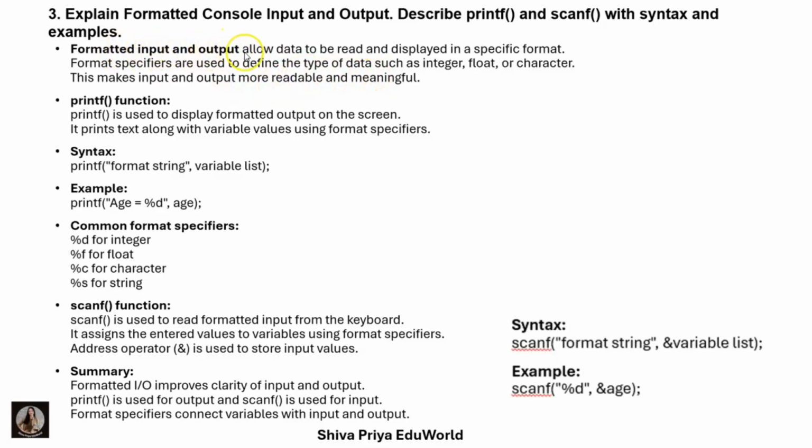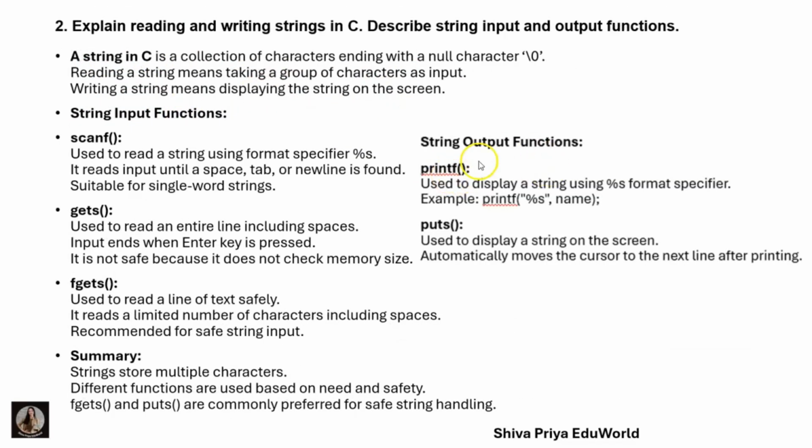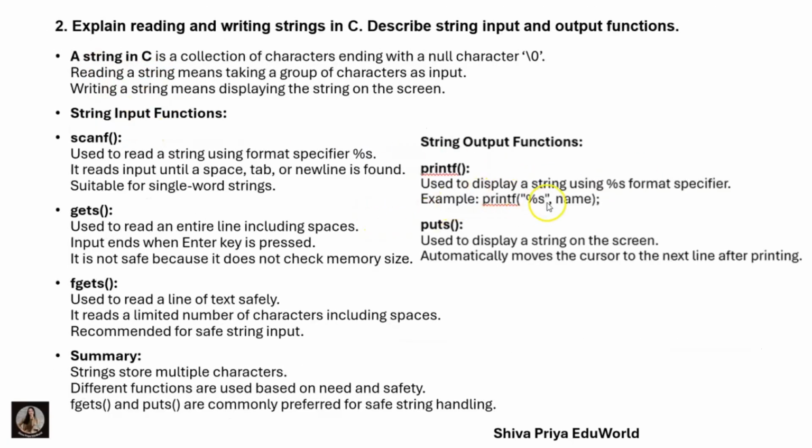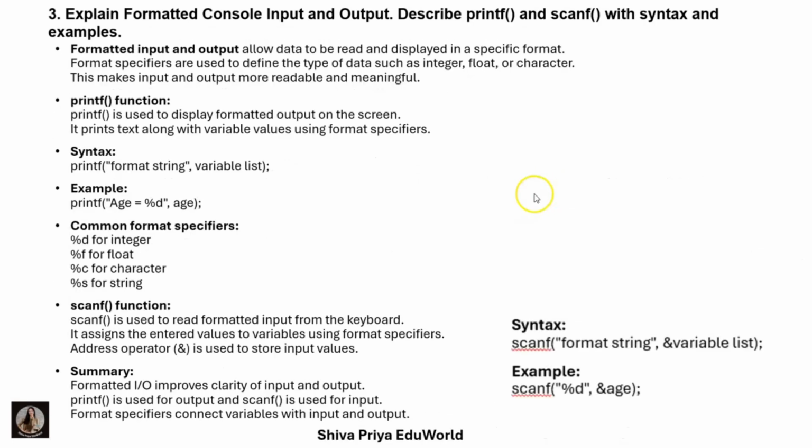These format input output functions make the input and output more readable and meaningful by using format specifiers and printf and scanf functions. Here it is used to display the formatted output on the screen. I have explained, right? The printf function is used to display on the screen by using format specifiers, %s, %c, %d and all. Clear? For example, printf format string. What is the format of the string and variable list? We have to write it here.